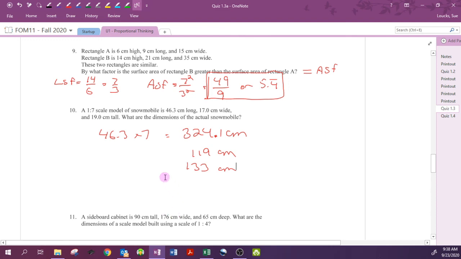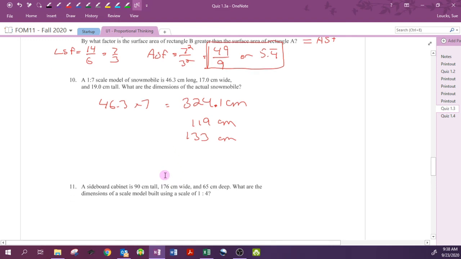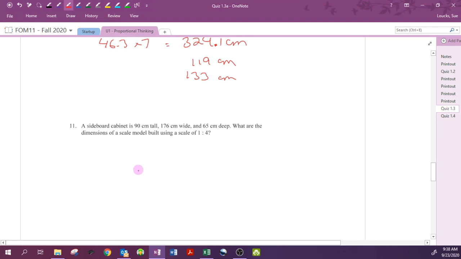Question 11. We're given the dimensions, and it's in a scale of, these are the actual, and so this time I just need to divide them all by 4. So scale equals image over actual. Actual equals image divided by scale. Wait, what am I doing? We're asked for the image. Wait a minute, scale is 1 over 4, right. Okay, let's try that again.